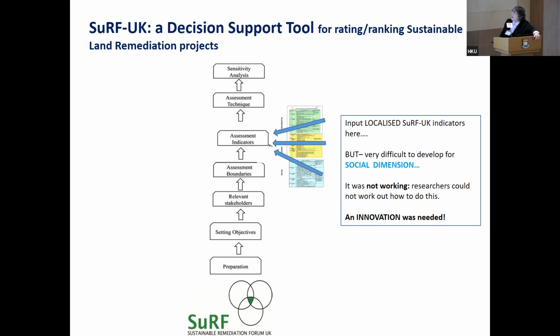Now, ideally, as I showed you, you're supposed to input localized indicators here. And that really wasn't too difficult for environment, and it really wasn't so difficult for economics, for the finance. But it was found to be extremely difficult for the social dimension. Surprise, surprise, that's the story we hear everywhere. It was not working, and research could not work out how to do it. And they were having the same kind of problems that ESG is talking about. They have projects that sometimes go well, and sometimes they hit a red line and they fail.